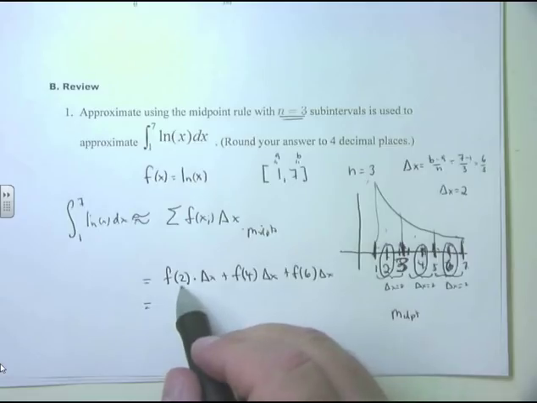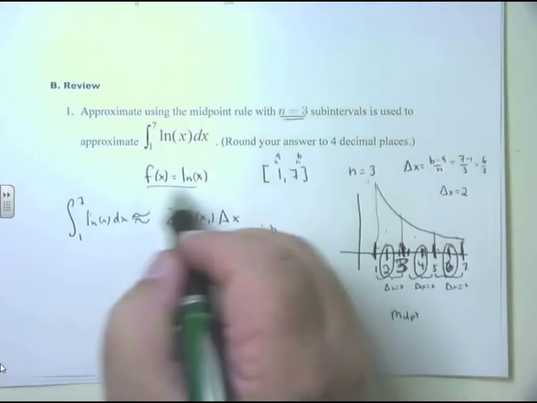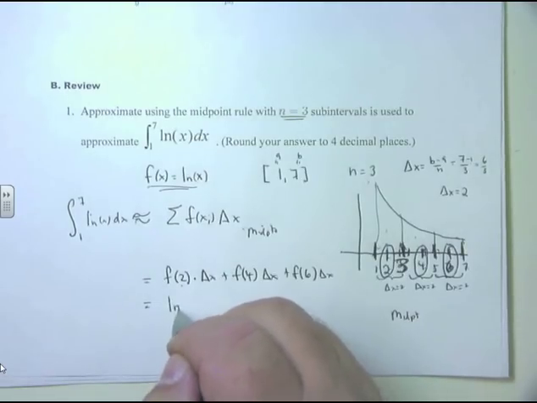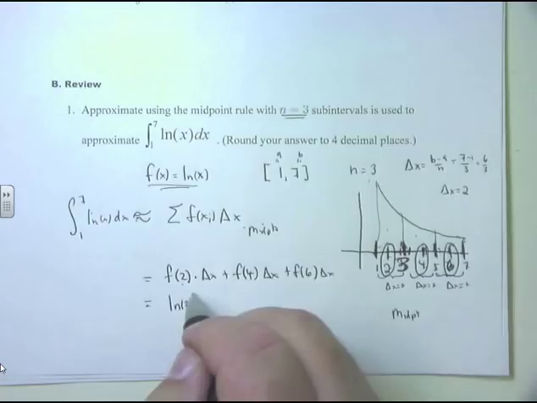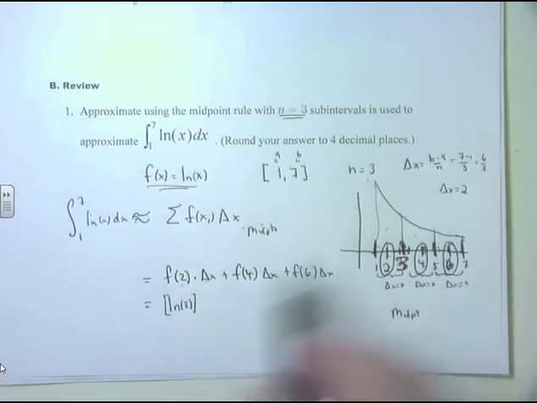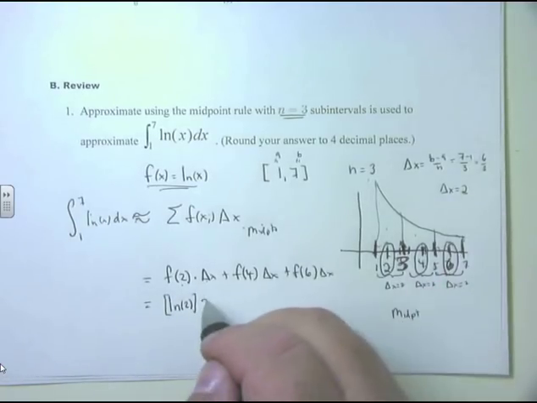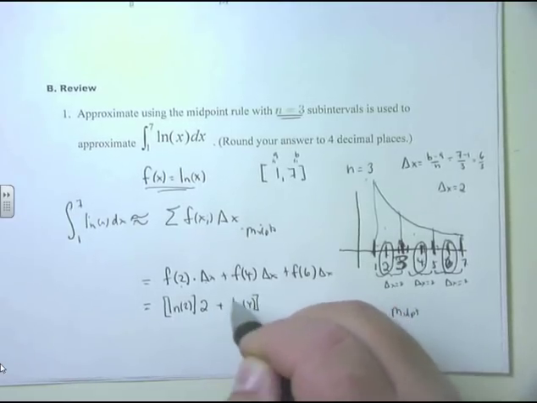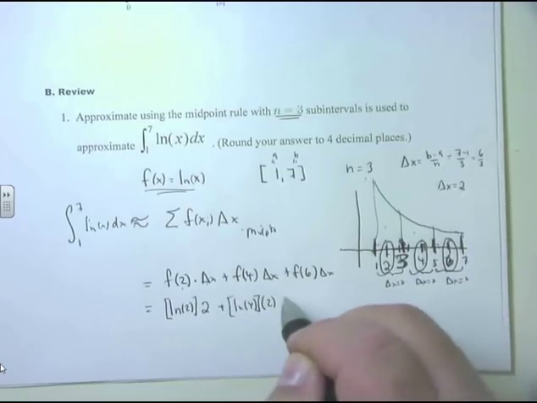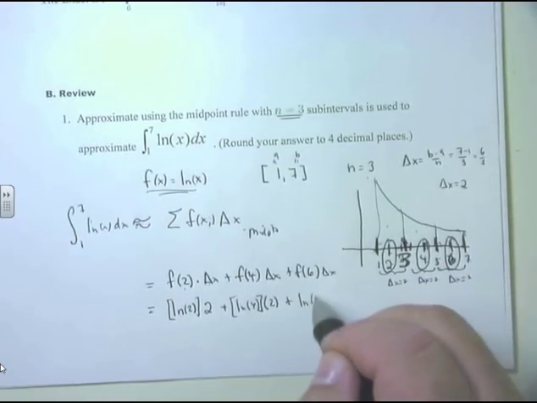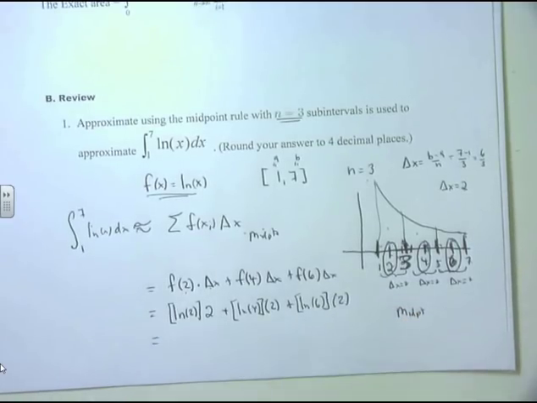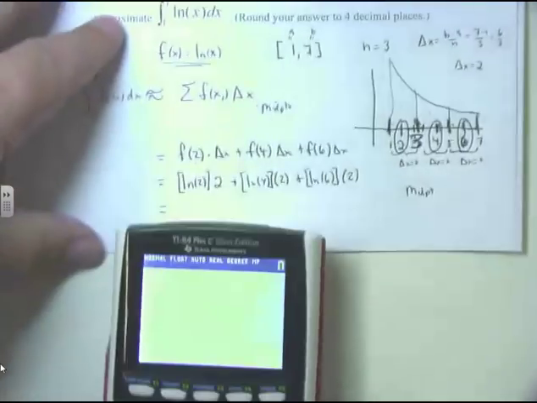Well, what's my functional value? F of 2. Well, my function, right from the get-go, is the natural log of x. So the natural log of 2 would be my functional value. We will be using a calculator in a minute. Times delta x, and when we calculated delta x, this time we got 2, plus f of 4, that'll be the natural log of 4, times delta x, which is 2, plus f of 6, which would be the natural log of 6, times delta x, which is 2. So now I'm going to grab the old handy-dandy calculator, because they wanted me to approximate this to 4 decimal places anyway.